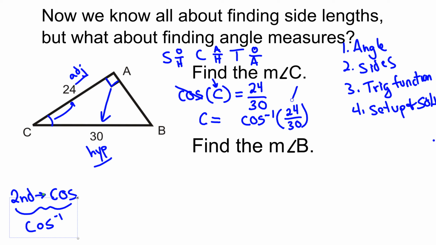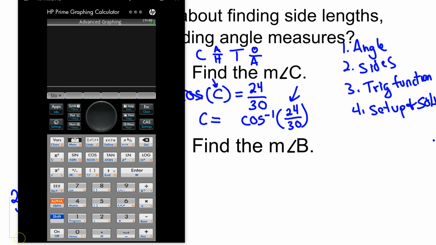Then you just enter in that fraction. It should start a parenthesis, and then you enter 24 divided by 30. You'd enter that in like this: press second, in this case on this calculator shift, cosine of 24 divided by 30. You hit enter, and you get this angle measure here. Let me see if I can make that a little bigger. I don't know if that's bigger, but that's the answer you're going to get. That is the measure of angle C.